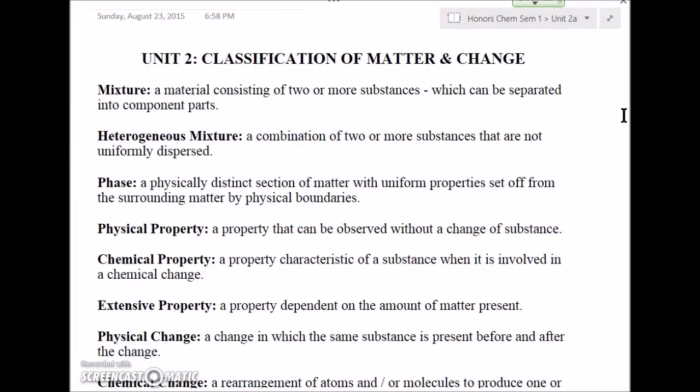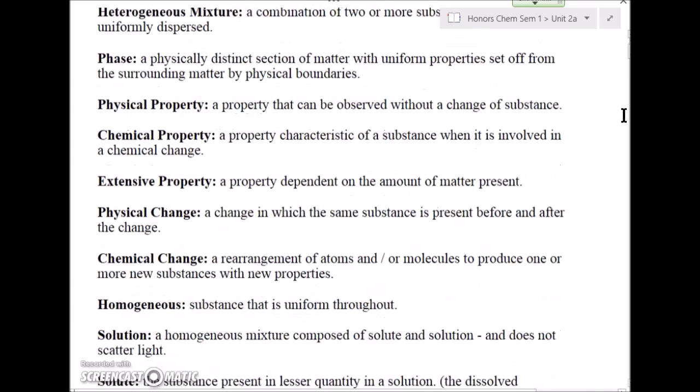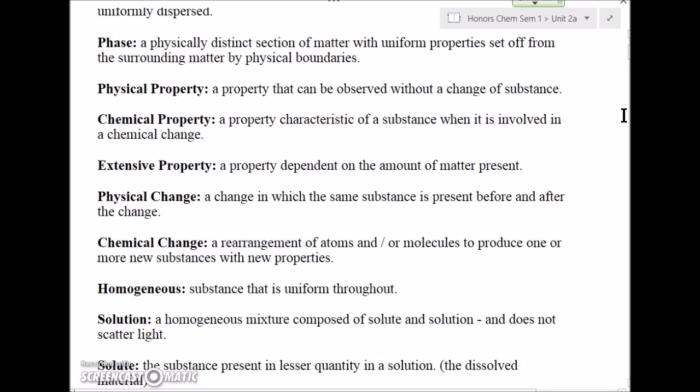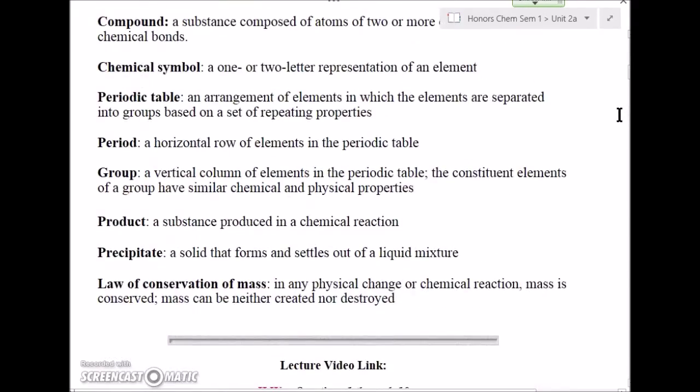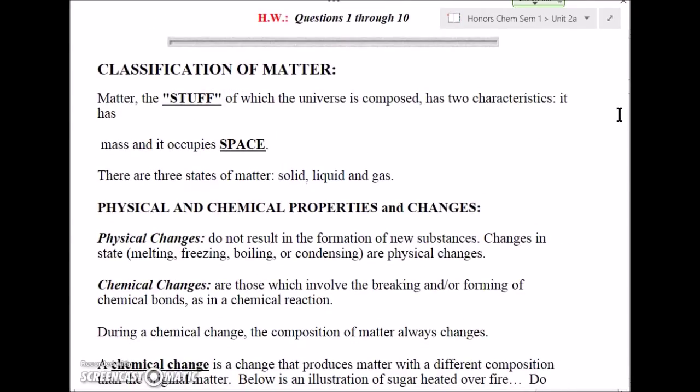All right, so we're starting Unit 2 today, and as I always start off with the vocabulary, these are just some terms, and some of you may have found out how beneficial knowing those terms were in actually answering some of the questions on the test last time. So scroll down to those, and we're starting off with classification of matter.